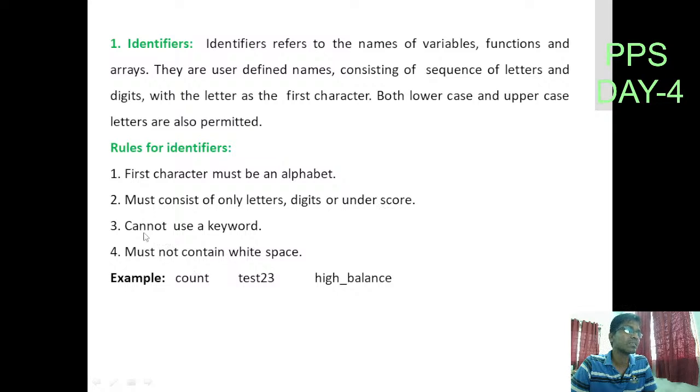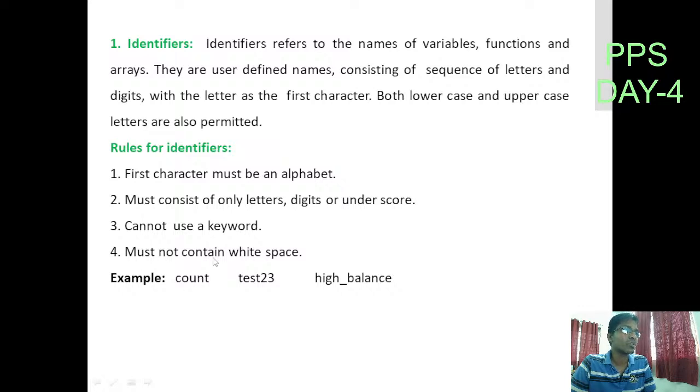The third rule, which is one of the important rules for writing identifiers, is that you cannot use keywords. We don't use keywords of C programming as identifiers. For example, while, if, else, or for: that type of words cannot be used as identifiers. Why? Because those words belong to the keywords in C programming. So that's why you cannot use keywords in C programming as identifiers.